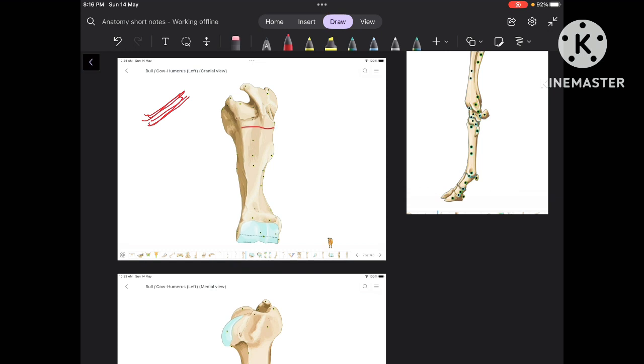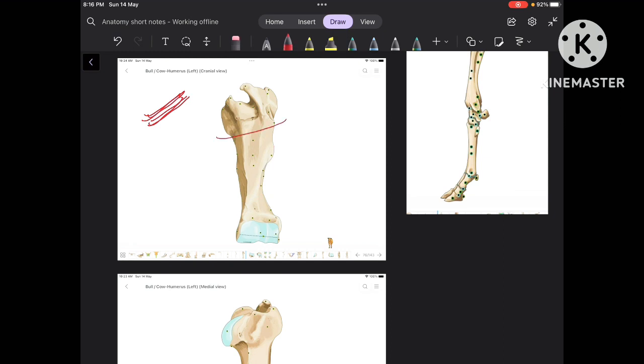This is the anterior or cranial view of the humerus. The anterior surface of the humerus shaft is triangular in shape. It is wide and smooth above, rough and narrow below. We can say here this is the crest of humerus, and it separates the anterior surface from the lateral surface of the humerus.